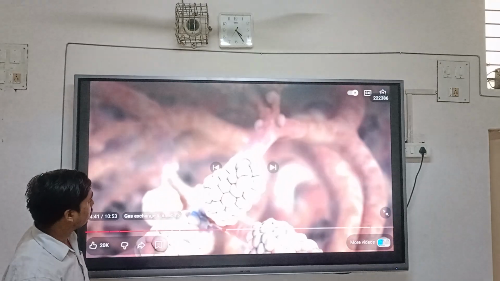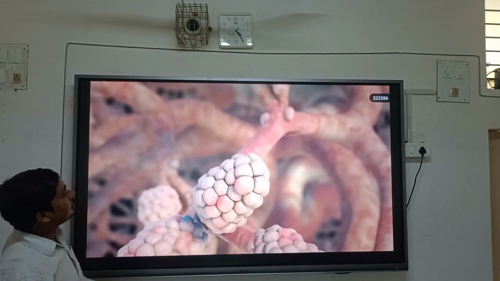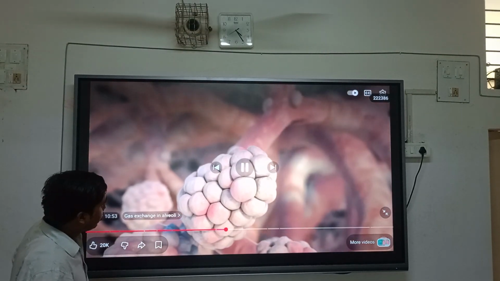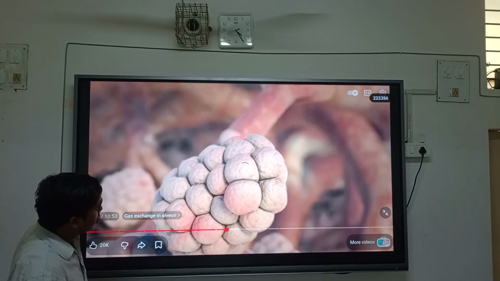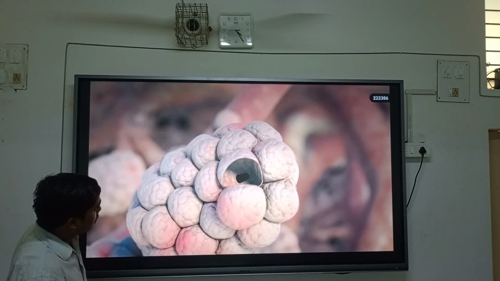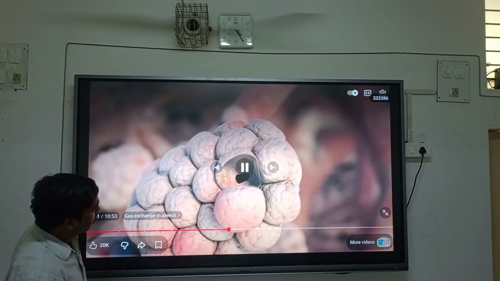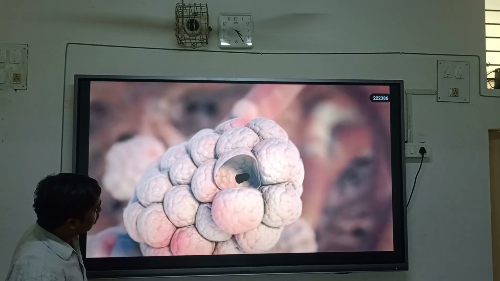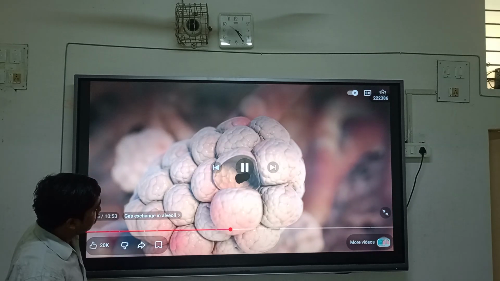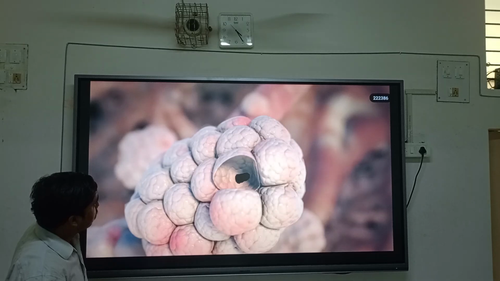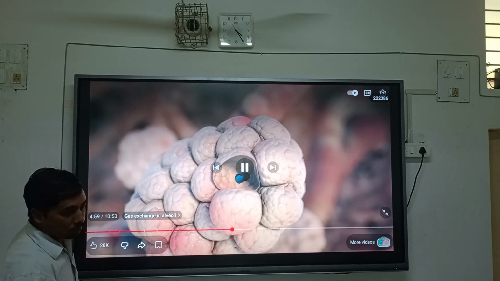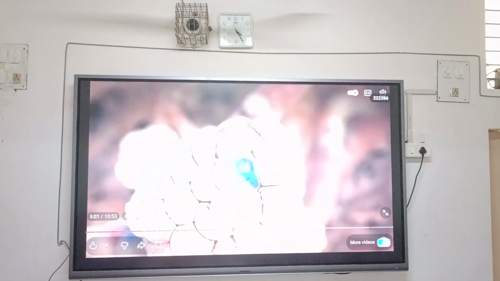They enlarge considerably during inhalation. Alveoli are largely composed of thin cells called type 1 pneumocytes. These cells are extremely thin, allowing oxygen and carbon dioxide to diffuse. Air with the required oxygen enters the alveoli via the alveolar duct. This is where gas exchange begins.